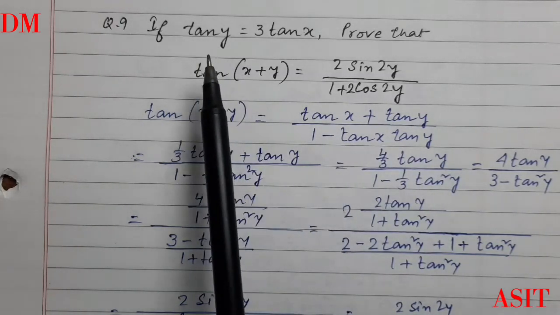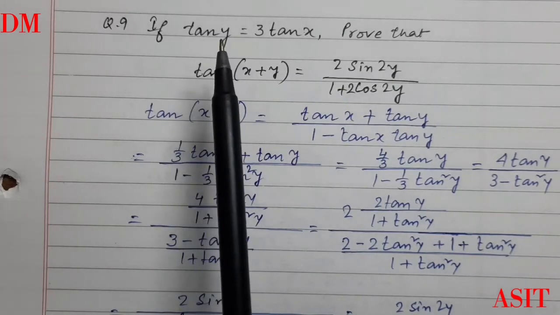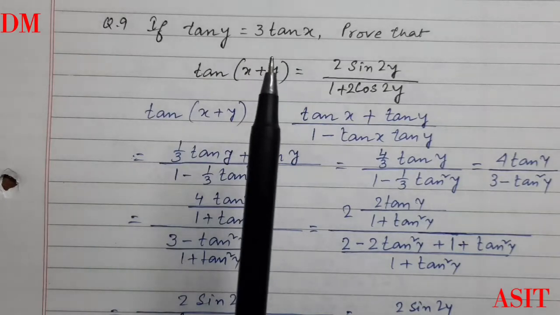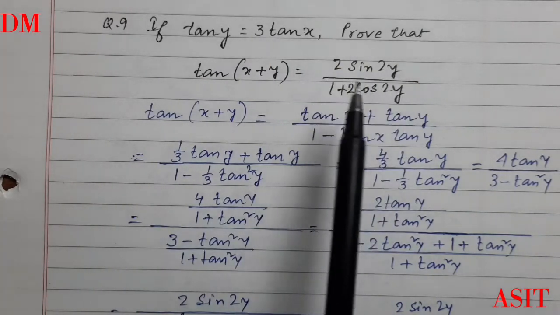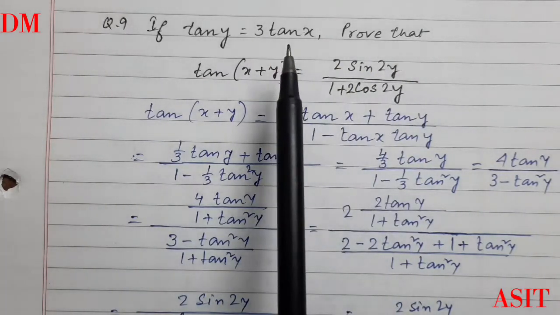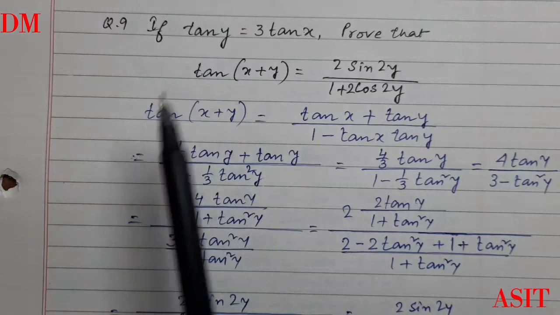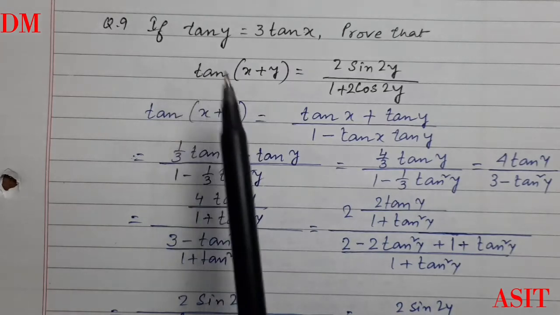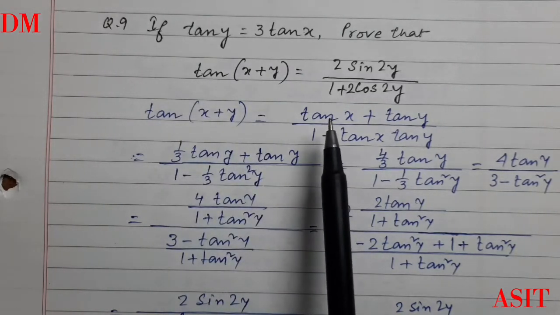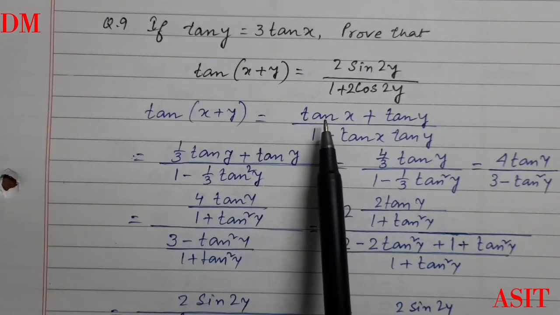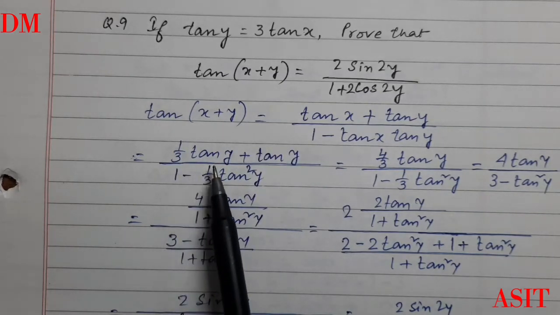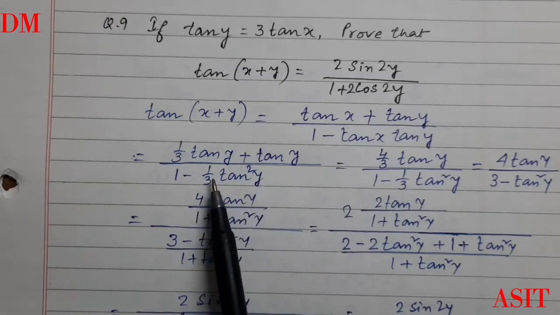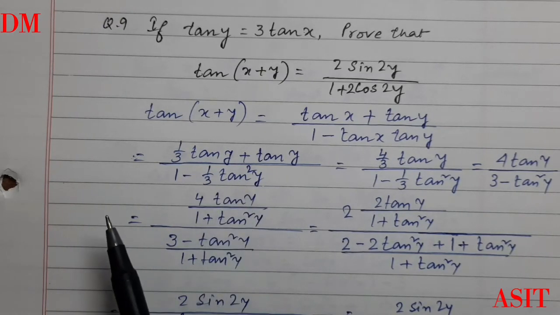Now we have some relation between tan y and tan x. Now here each and everything is in y, so that means we need to convert x into y. So therefore we can write tan x equals 1 by 3 tan y. So we can use the value here, tan x equals 1 by 3 tan y, plus tan y as it is, and we can use the value here, 1 by 3 tan square y.